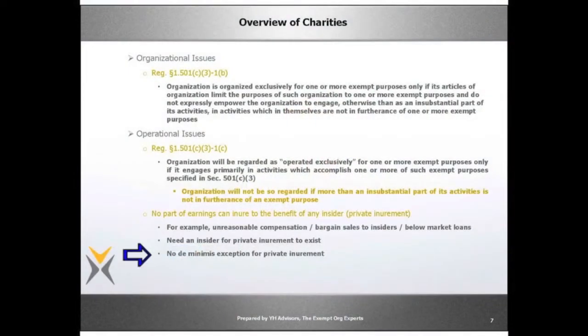Very important to note here, there is no such thing as incidental or de minimis private inurement. If private inurement is found, technically the organization loses their tax exemption.